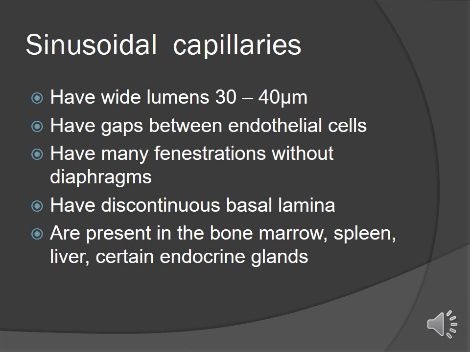Sinusoidal capillaries, or discontinuous capillaries, or sinusoids, have discontinuous or missing basal lamina and incomplete endothelial cells perforated by large pores. This type of capillary is present in the liver, spleen, and bone marrow. They are larger and more irregularly shaped than other types of capillaries.